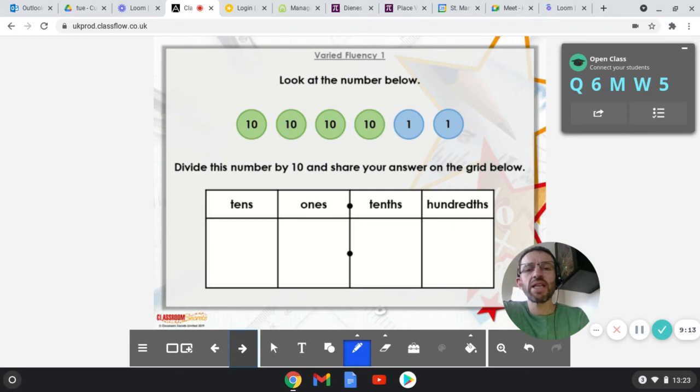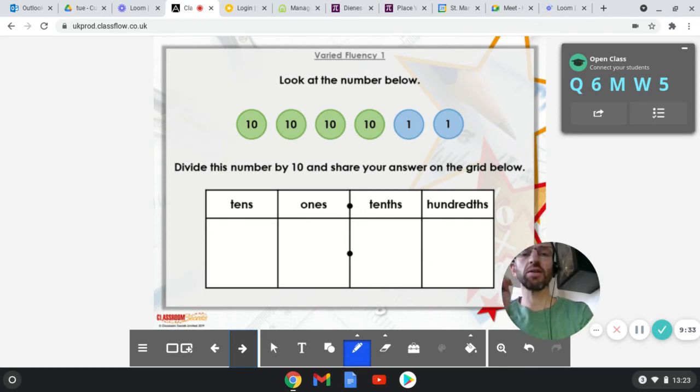Look at the number below. Divide this number by 10 and share your answer on the grid below. So first of all, we're going to have to think, what number is this? We've got 4 tens and 2 ones. Okay, and this is where you might find it useful to divide it by 10 on the grid below.